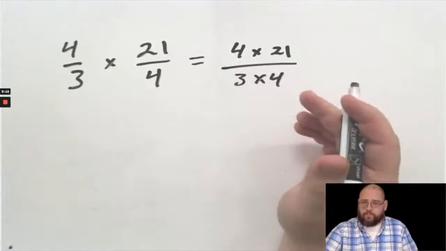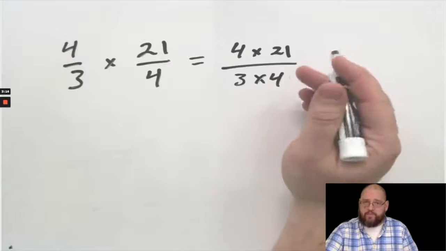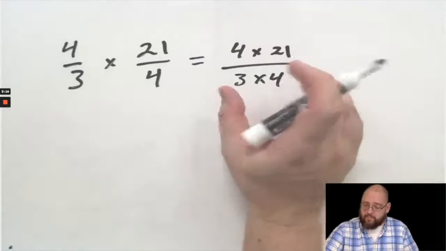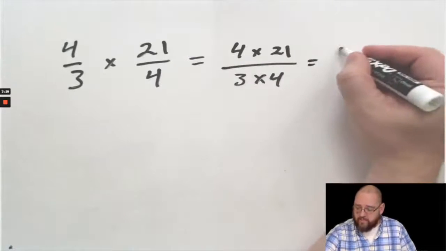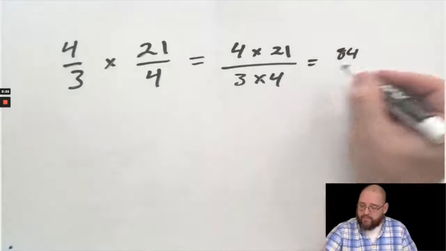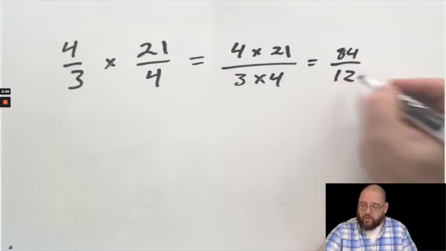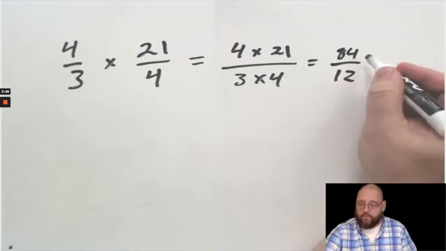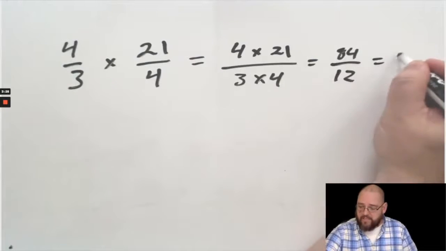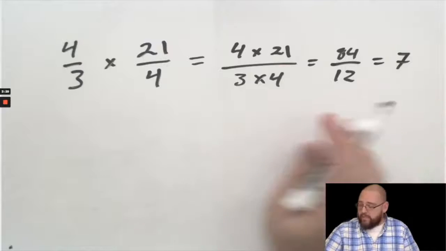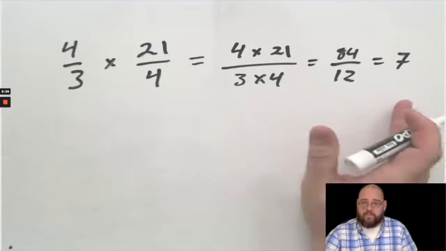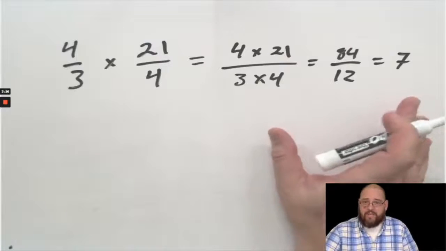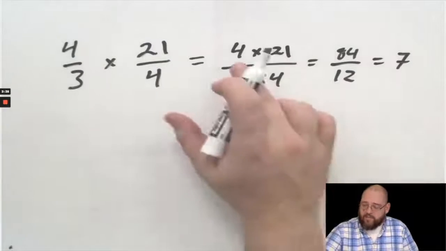Now, what most people would probably think to do is go ahead and multiply those together. So 4 times 21 is going to be 84, and 3 times 4 is going to be 12, and then you'd have to divide 84 divided by 12 to get 7. Now, that's all well and good if you know 84 divided by 12 is 7. But there's a shorter way to do this without actually multiplying.